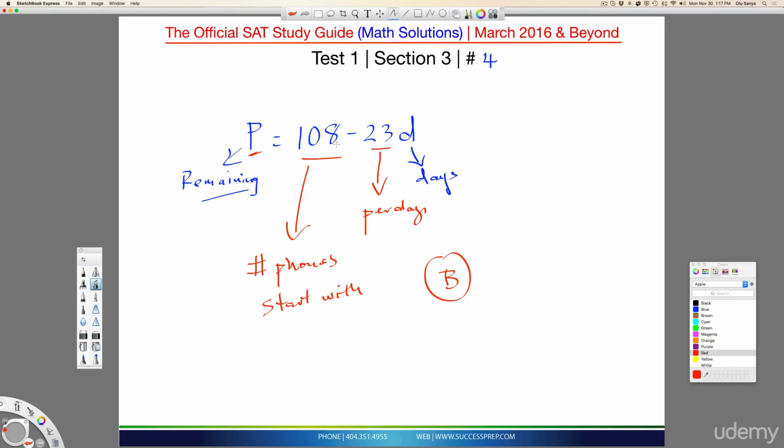Another thing you could do is look through the answer choices and eliminate the ones that don't make sense. So there are a number of different ways to look at it, but the answer for what 108 is, is the number of phones she starts with.